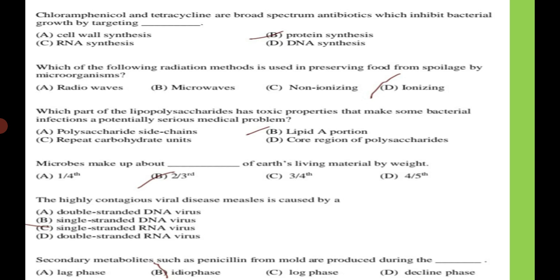So option B is the answer for this question. The other options are cell wall synthesis, RNA synthesis and DNA synthesis. Antibiotics like phosphomycin, cycloserine and beta lactams are cell wall synthesis inhibitors.